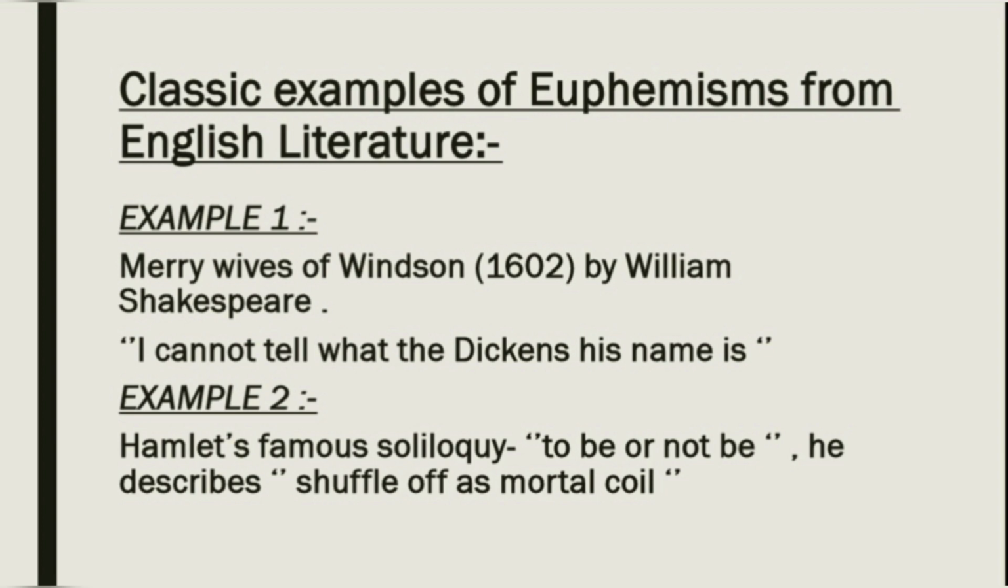The first example is drawn from William Shakespeare's Merry Wives of Windsor, 1602, and the example goes like this: I cannot tell what the Dickens' name is. Basically, here he wanted to say that you cannot call a devil by his name, you cannot call a devil a devil. The next example is from Hamlet's soliloquy, To Be or Not to Be, where he describes death as shuffling off this mortal coil. So in this example, he is describing death. These were some classic examples drawn from the great writer William Shakespeare.